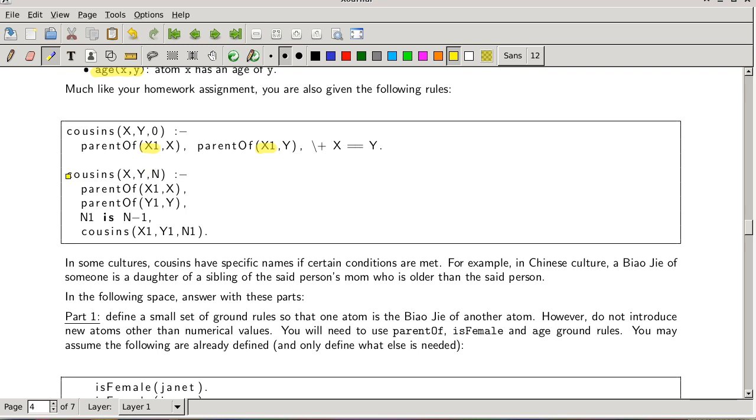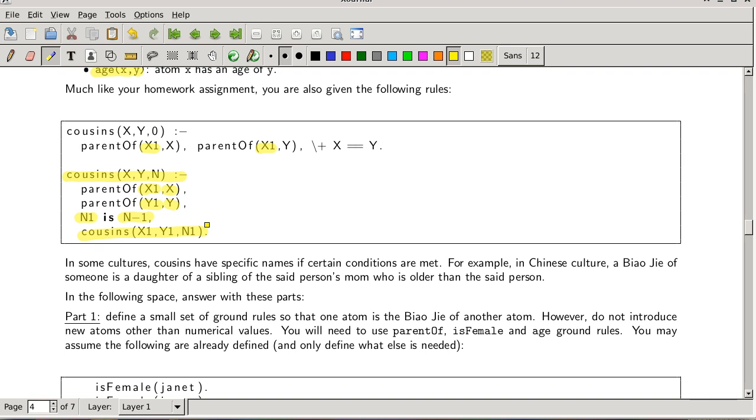This is generalized to nth cousin. With nth cousin, it is defined like this: x1 is the parent of x, y1 is the parent of y, and then we establish that n1 is n minus 1. In other words, we figure out what n is, and then n minus 1 is n1. The last rule we need is that x1 and y1 should be n1 cousins.